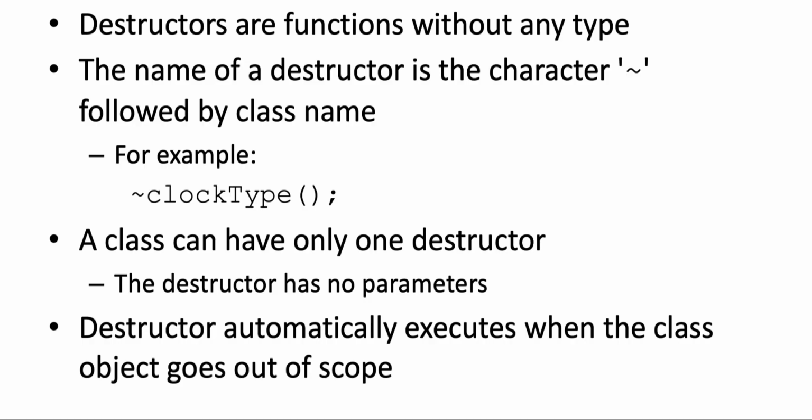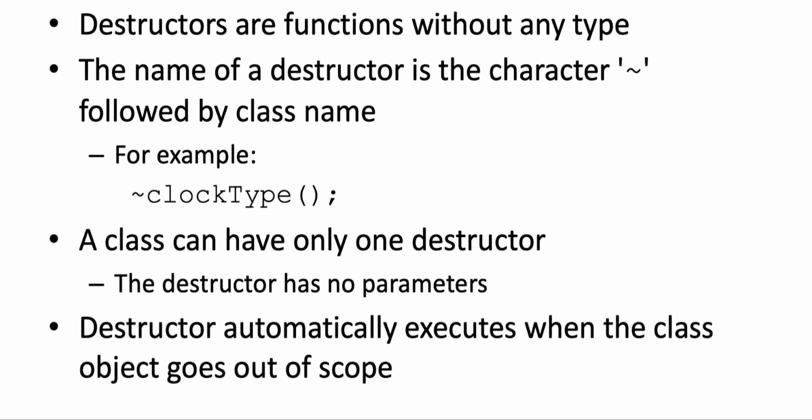The next logical step is talking about destructors. Like constructors, destructors are also functions. Moreover, like constructors, a destructor does not have a type. That is, it's neither a value returning function nor a void function. However, a class can have only and only one destructor, and the destructor has no parameters. The name of the destructor is the tilde character followed by the name of the class. For example, for our class, the name of the destructor would be tilde clock type.